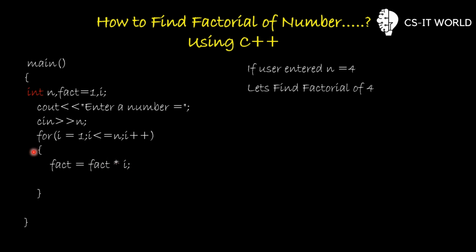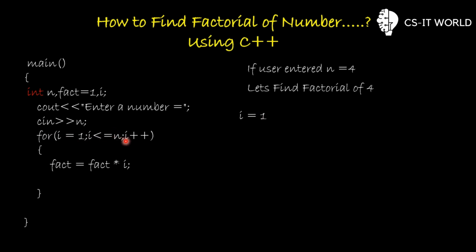Now what is the value of i now? Let's start with the for loop. What is the value of i now? 1. So value of i is 1. Now let's see, i is less than or equal to n.